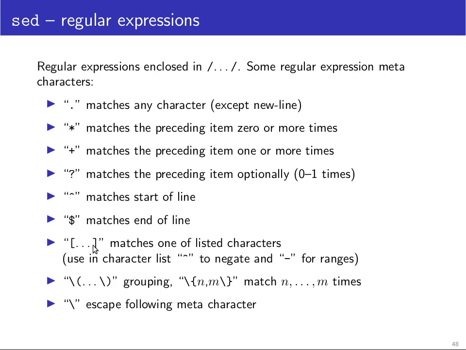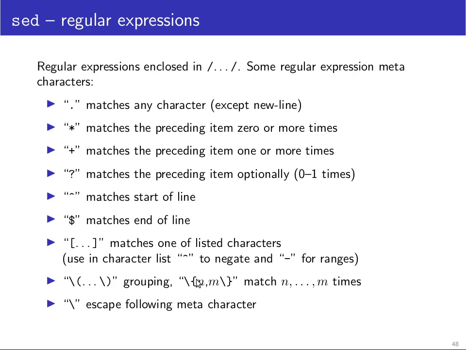There's a couple more meta characters that require a backslash. You can use parentheses to group something together, and then, for example, a following star, plus or question mark will apply to the entire group and not just to a single character. And this notion of repeating something zero or more times, one or more times, zero or one times, you can also specify arbitrary other numbers.